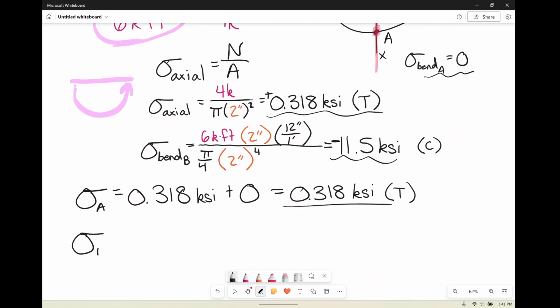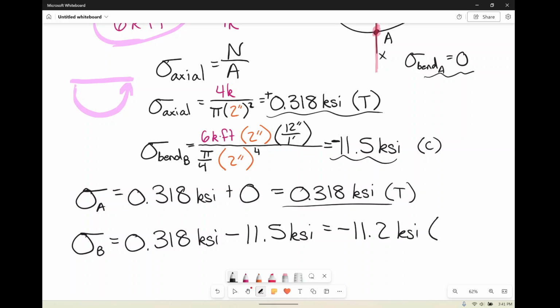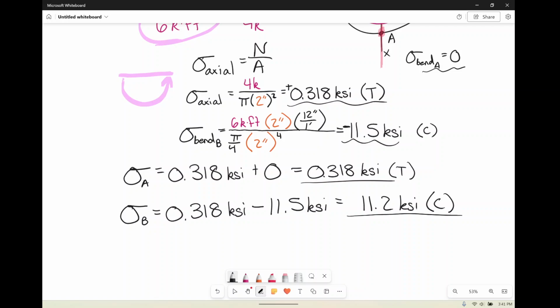And if I want to know my normal stress at B, we have my axial, which is 0.318 KSI. It is going across the whole face. And then we have our bending, but our bending on that side is going back into the face. That's negative. It's minus 11.5 KSI. And we're going to get a grand total of negative 11.2 KSI, so that's in compression. You wouldn't obviously write both of them. You would just say 11.2 KSI in compression. So cool, so we found the two normal stresses.